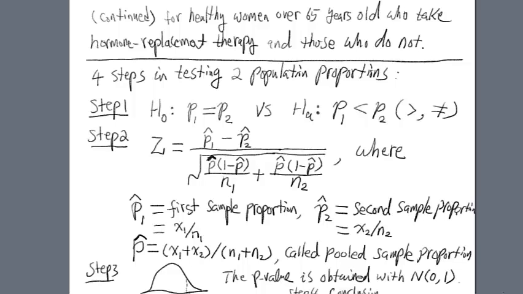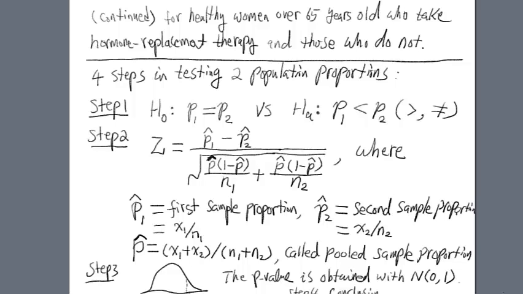Here N1 is the sample size of the first sample. N2 is the sample size of the second sample. And P1 hat is called the first sample proportion because you have two samples. Based on each sample, you can calculate P1 hat and P2 hat. The calculation is the same as before. Here P1 hat is equal to X1 divided by N1. N1 is the sample size of the first sample. X1 is the number of successes in the first sample. And similarly, P2 hat is equal to X2 over N2.